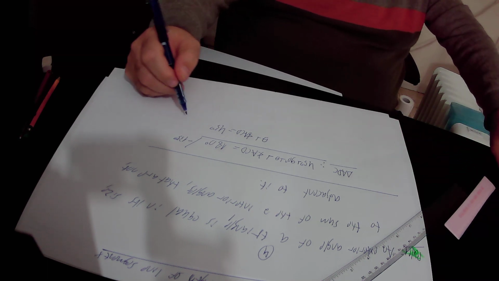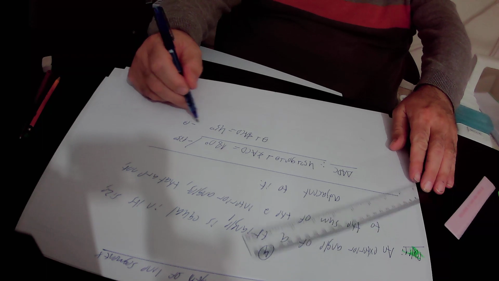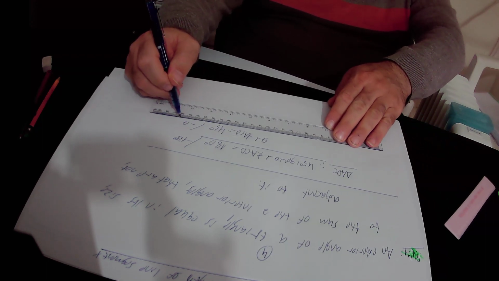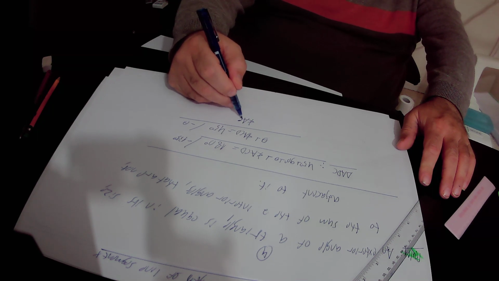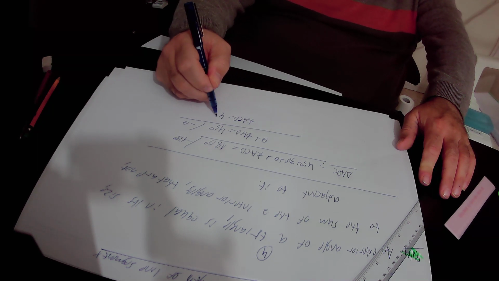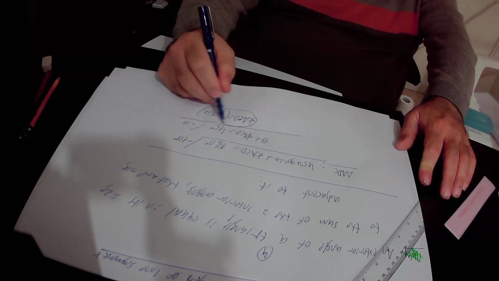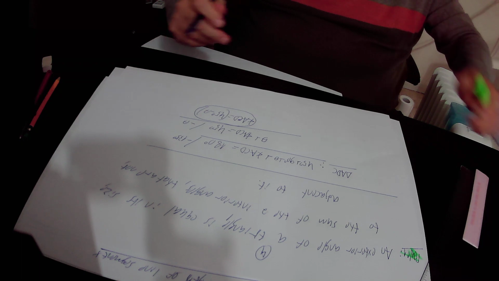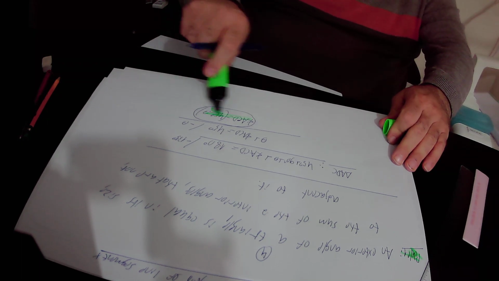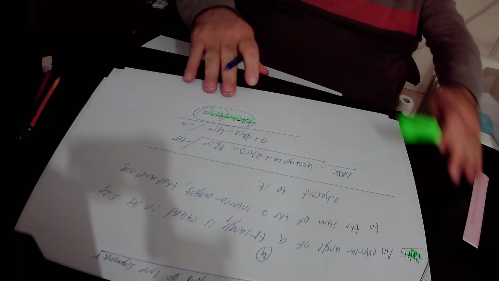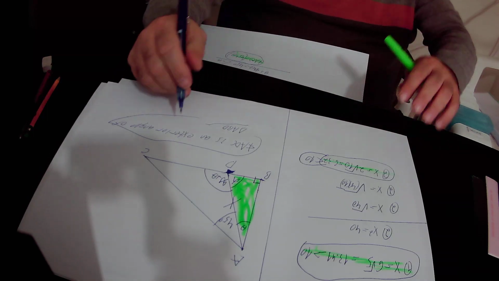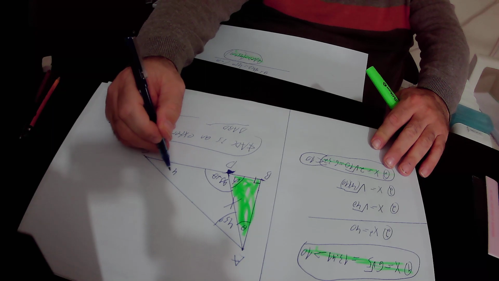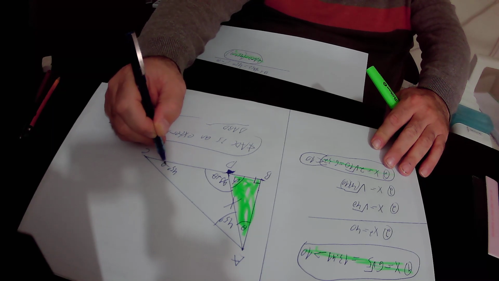Here we will subtract theta from this equation, and we will get that the angle that we are looking for, angle ACD, the missing angle, is equal to 45 degrees minus theta. Okay, angle ACD equals 45 degrees minus theta. So we can write down here that this angle equals 45 degrees minus theta.